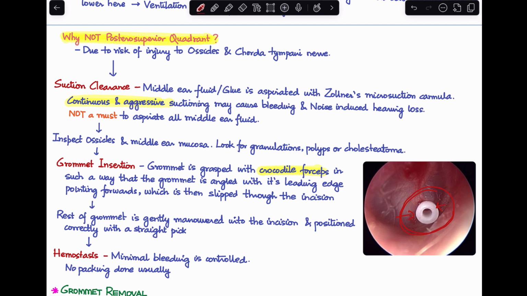So that's about the steps of myringotomy with grommet insertion. I hope you have understood the steps over here and how we are doing it and where we are doing it and why.